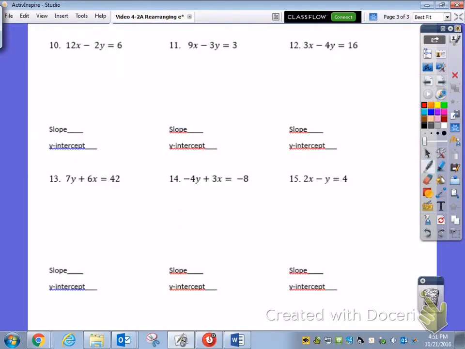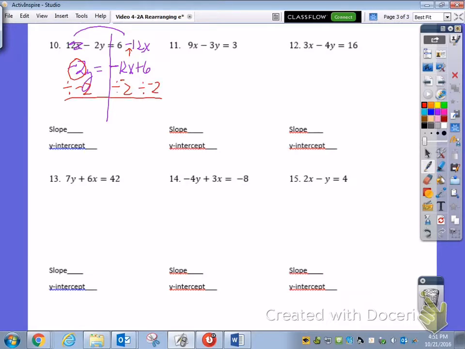Number 10. So it's just doing the same thing over and over. Minus 12x. So you've got negative 2y equals negative 12x plus 6. And that's where some of you made mistakes before, is the rewriting when I switch it. You always look at the sign that's in front, okay? You divide by whatever is in front of the y. If it is a positive, you divide by positive. If it's a negative, divide by negative.